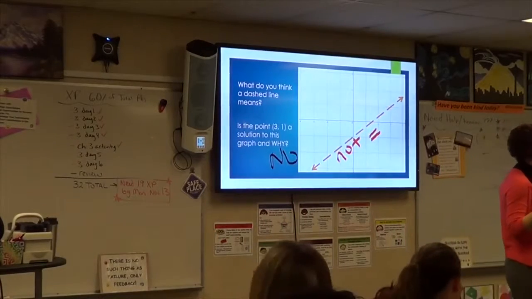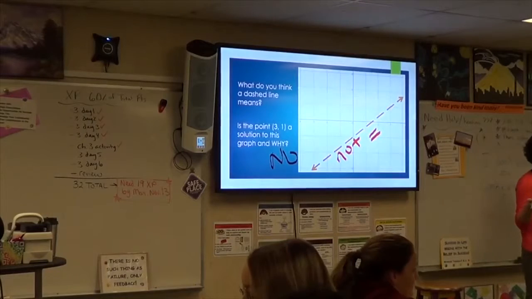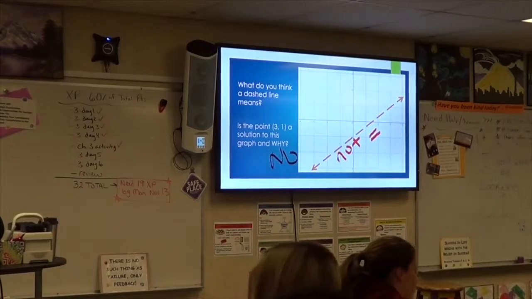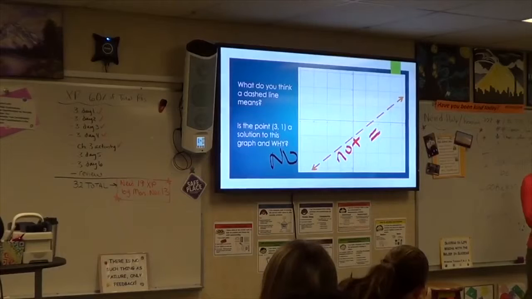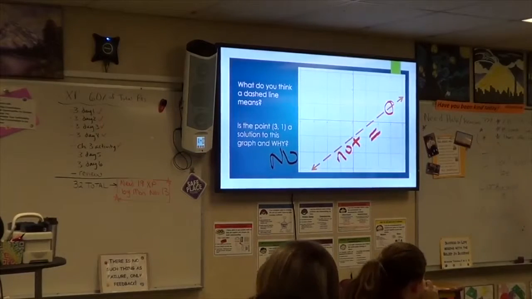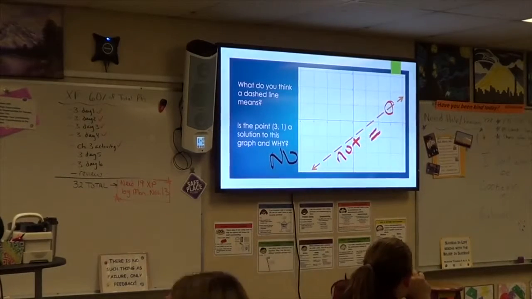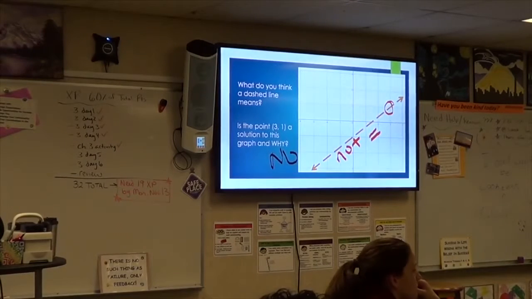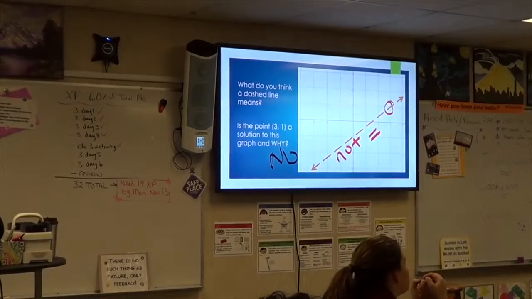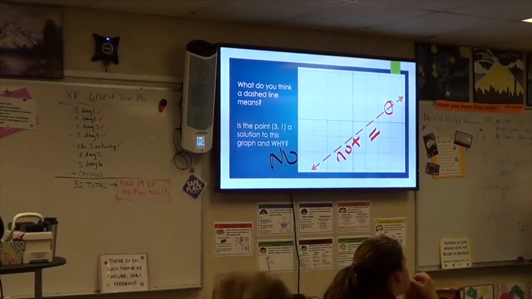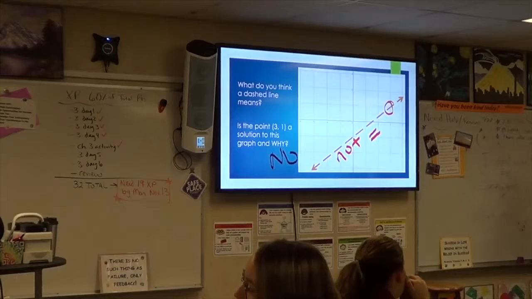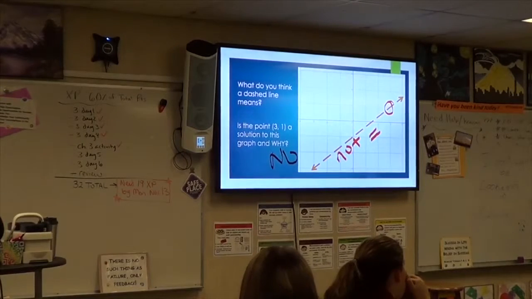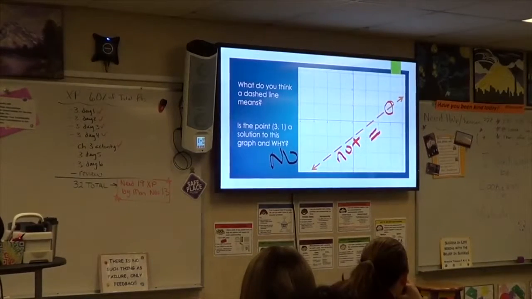Okay, so you guys, in case you didn't hear Katie, she said no, because the point is on our line, but we said this line means not equal to. So if this point is on our line and this line is not equal to, she's saying that this is not a solution, because the line is not equal to. Do you agree or disagree? Agree. Does anyone disagree? It's okay if you disagree. Does anyone have any other thoughts?